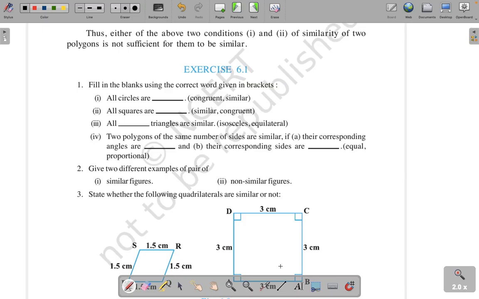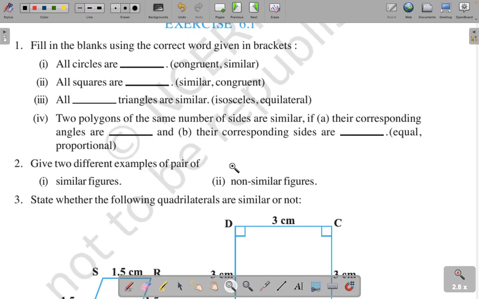Okay. Now can you tell me the answers for these? All circles are congruent or similar? Similar. They are not congruent. Right, they may or may not be congruent. All squares are similar. Yeah, all squares will again also be similar.